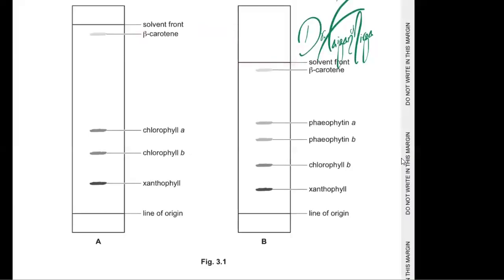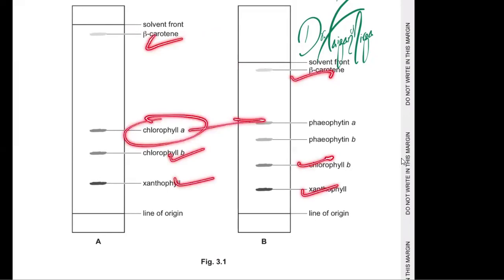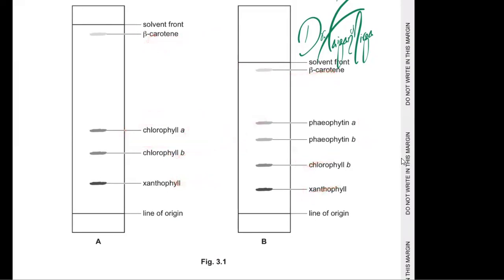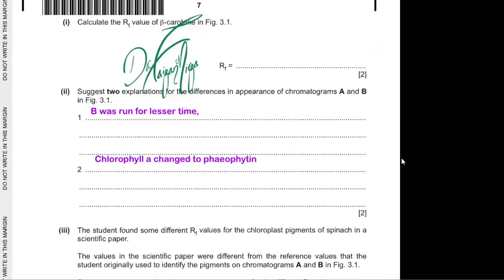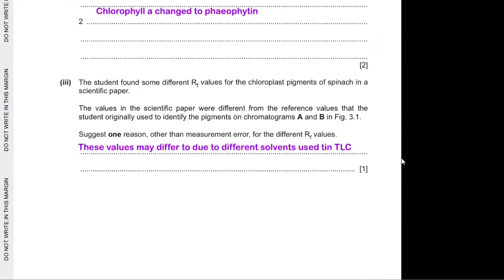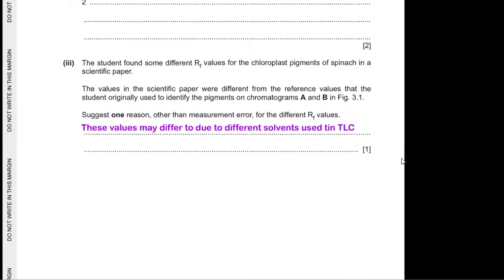Then we can see xanthophyll spot, we can see chlorophyll B spot, we can see beta carotene spot, but chlorophyll A has been further split into these two compounds. So these two pigments. So this is how when we use a separate solvent, the solubility changes and we get extra additional spots there.